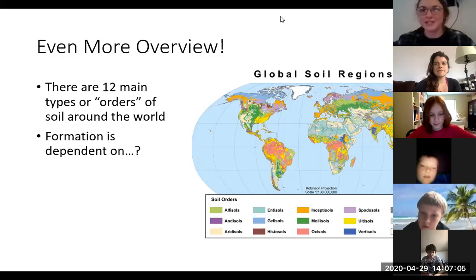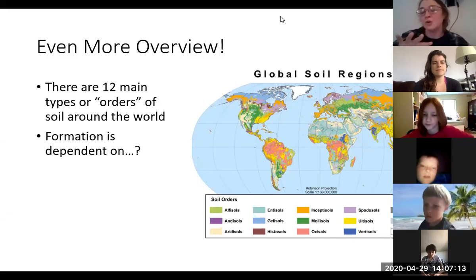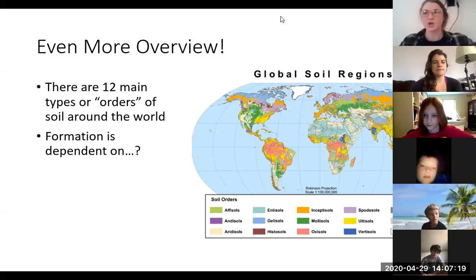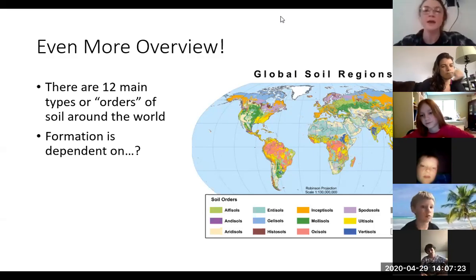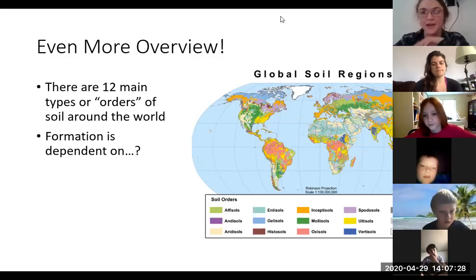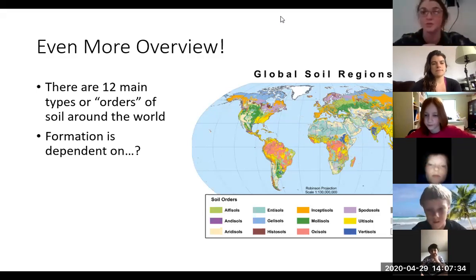Just to go through the rest of it, the R stands for relief, which if you guys remember has to do with the topography, with whether it's on a hill or if it's flat. If it is on a hill, how steep is the hill? Is it in a valley where things tend to all collect down, or is it somewhere that things tend to get washed away? The P is the parent material. Remember, that's the rock and the sediments and the organic material that goes into becoming the soil.